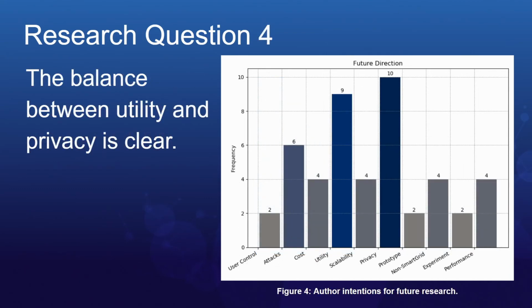Now for research question 4, what is the future direction in the research of applying differential privacy to smart meters? We categorized the various topics that authors stated would be important for future research. Attacks were listed by 6 papers, more than most of the other topics, but by far the most common was utility and privacy. This clearly shows the difficult balance between the two. Finding ways to accomplish the same level of privacy with better utility is the most important topic for future research.